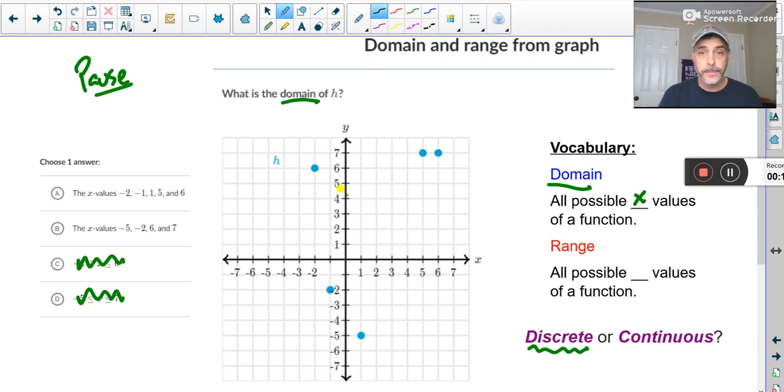Next, start looking at my x values. There is an x value of -2 from this guy. There's an x value of -1 from this one. There's an x value of 1 from this one. There's an x value of 5 from that one. And there's an x value of 6 from this one. So I'm looking for a set that has -2, -1, 1, 5, and 6. Looks like this. Okay, maybe you're getting the hang of it.